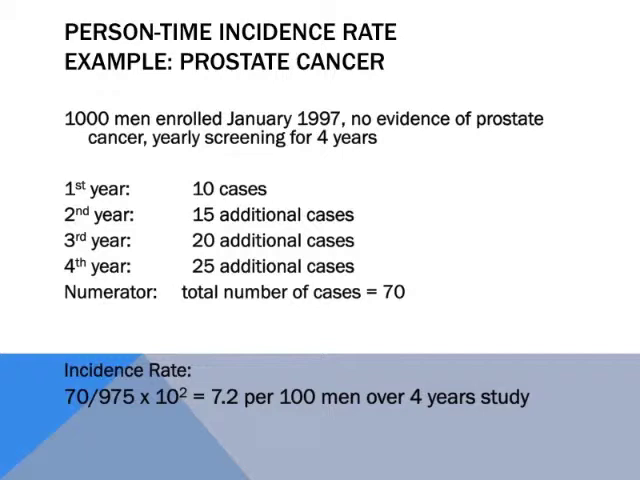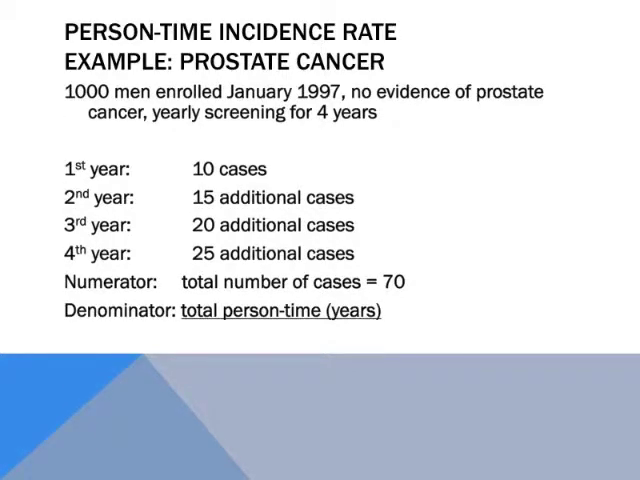In the first year of the study, 10 new cases of prostate cancer are diagnosed. In the second year, 15 additional cases, 20 in the third year and 25 in the fourth year, for a total number of cases of 70 over the 4 years. Using the previous formula for the incidence rate and the size of the population at the midpoint of the study, the risk of developing prostate cancer over the 4 years of the study is 70 divided by 975, expressed with a rate base of 100, so 7.2 per 100 persons.